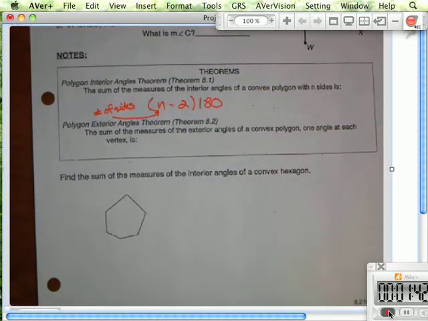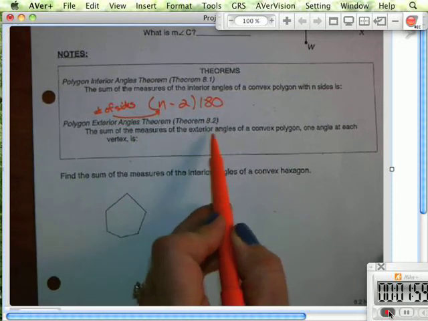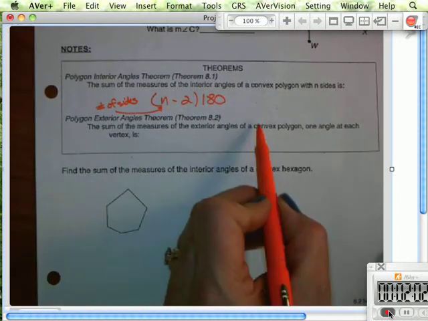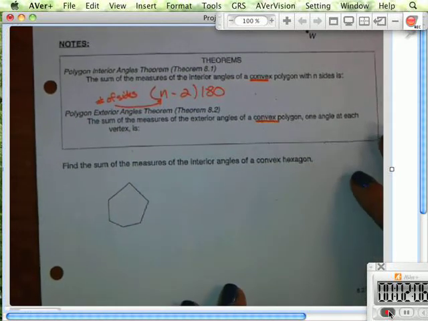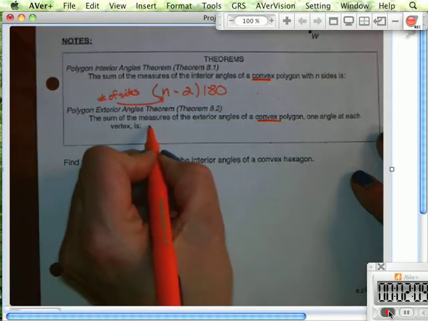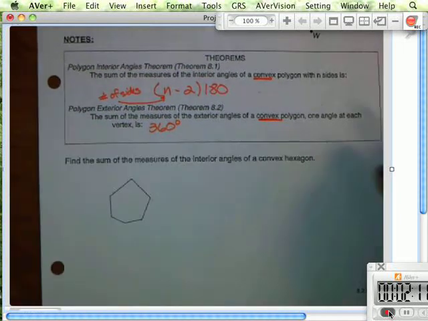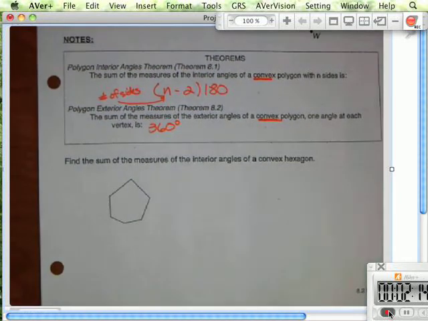All right, polygon exterior angles theorem. They're talking about the outside angles, and there's kind of a cool picture in the book I'm trying to find here for you. Because I thought, how can I explain that? Really what you need to know is that the sum of the measures of the exterior angles of a convex, this is important, convex polygon, one angle at each vertex, is 360 degrees. So if you add up the exterior angles of any polygon, they'll add to 360.